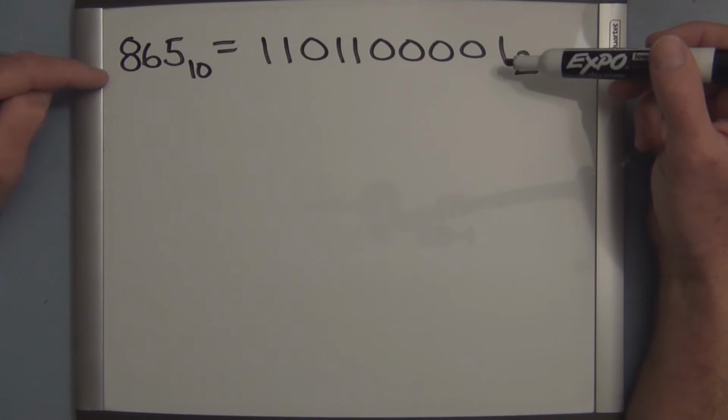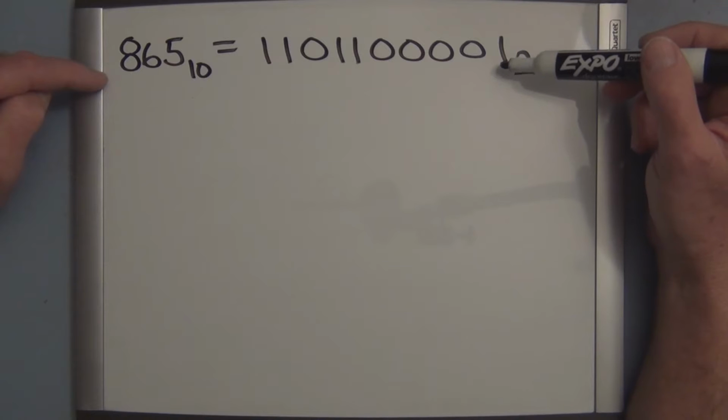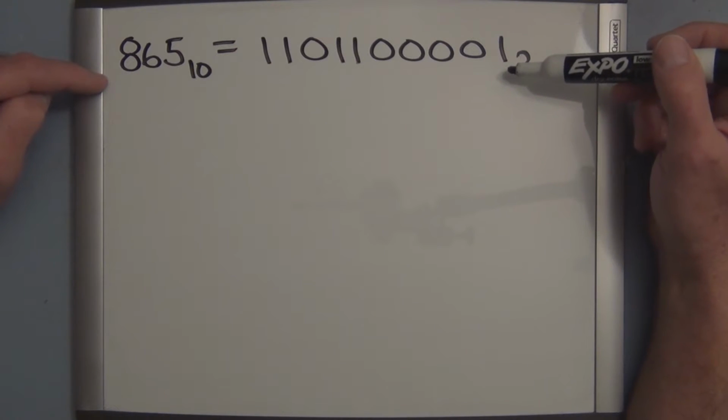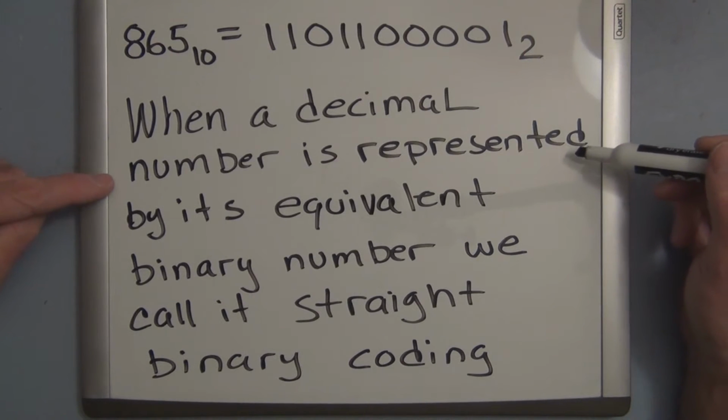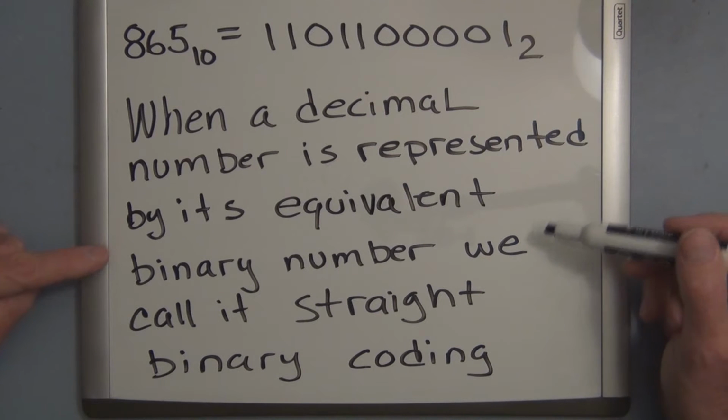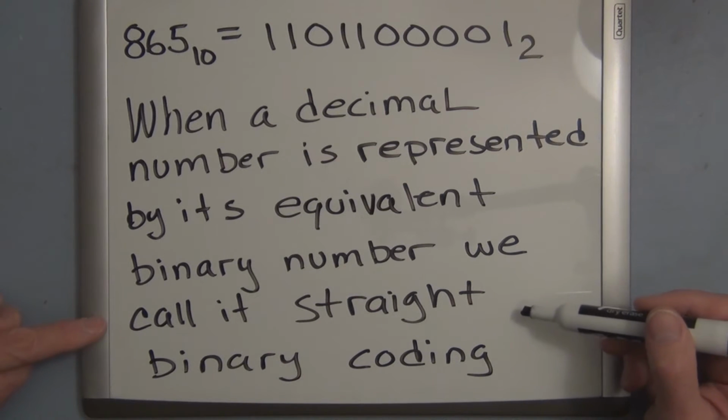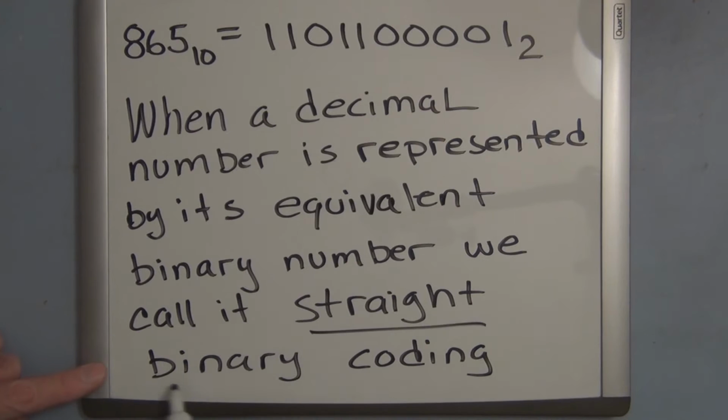Now, when a decimal number is represented by its equivalent binary number, we call this straight binary encoding.